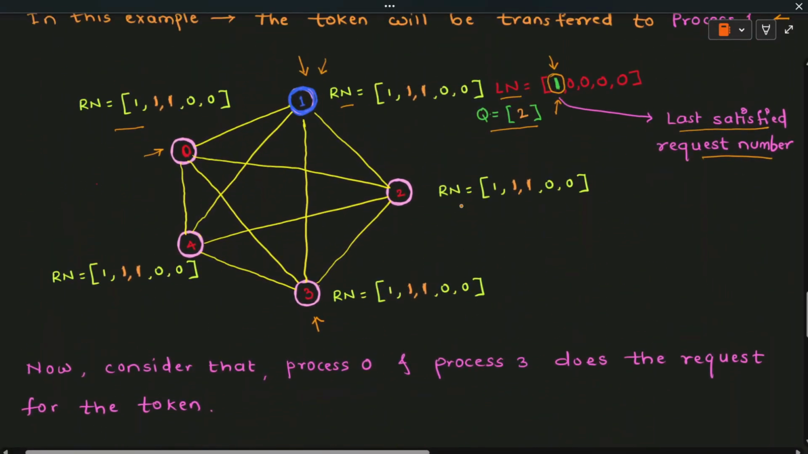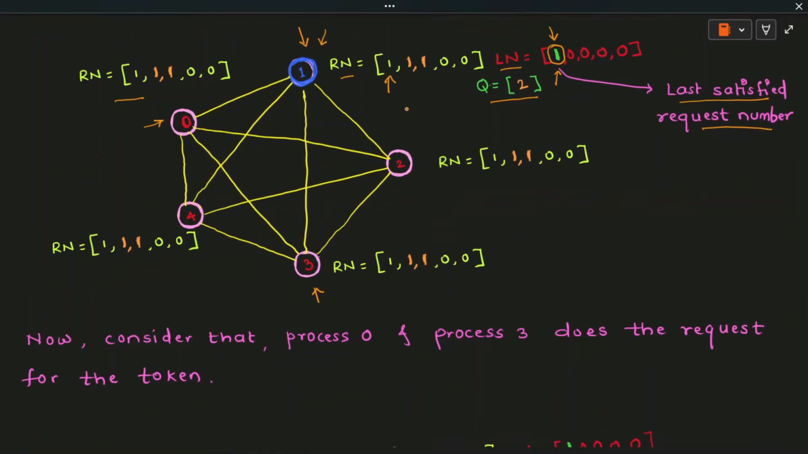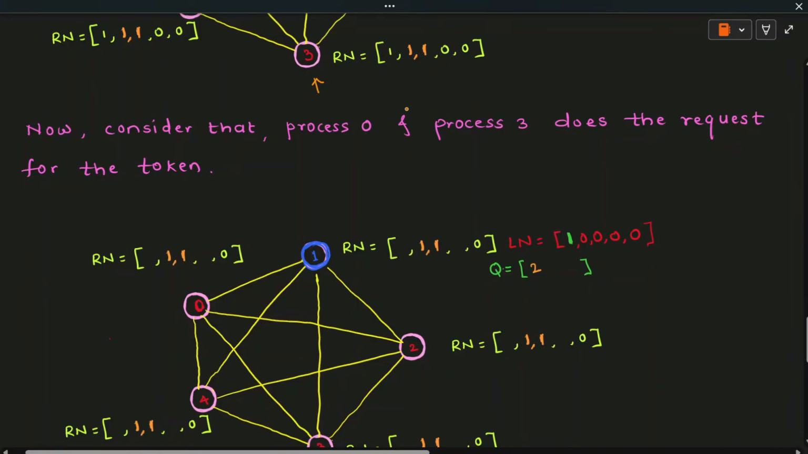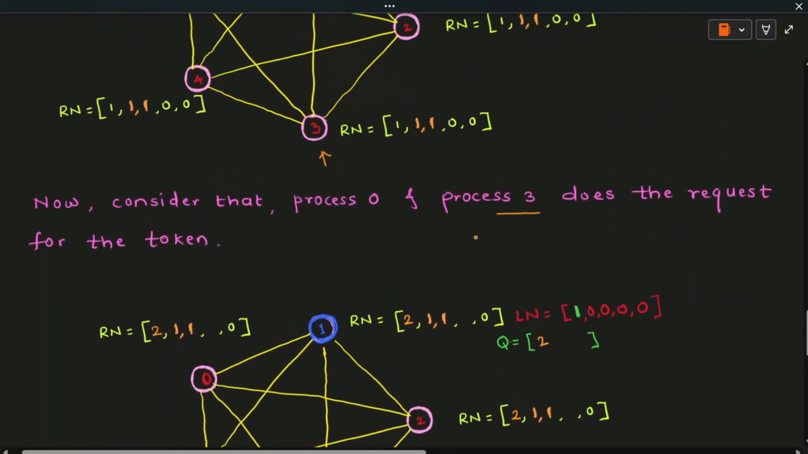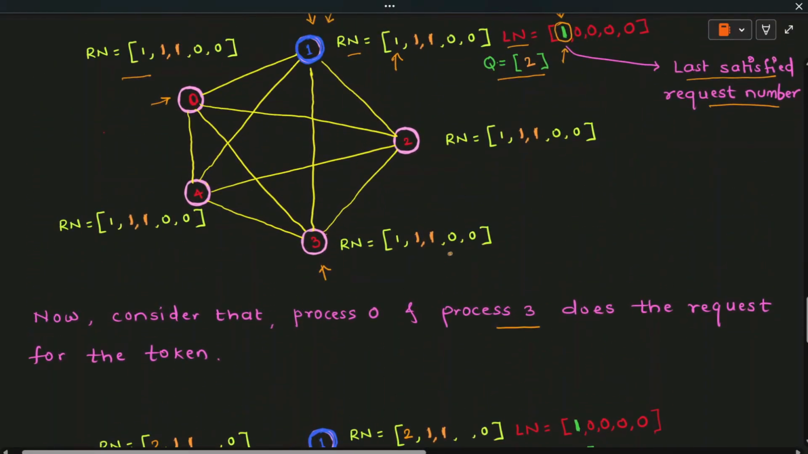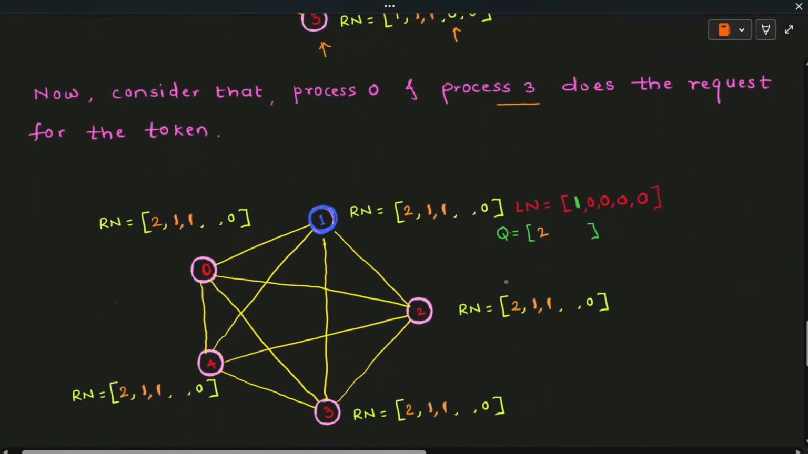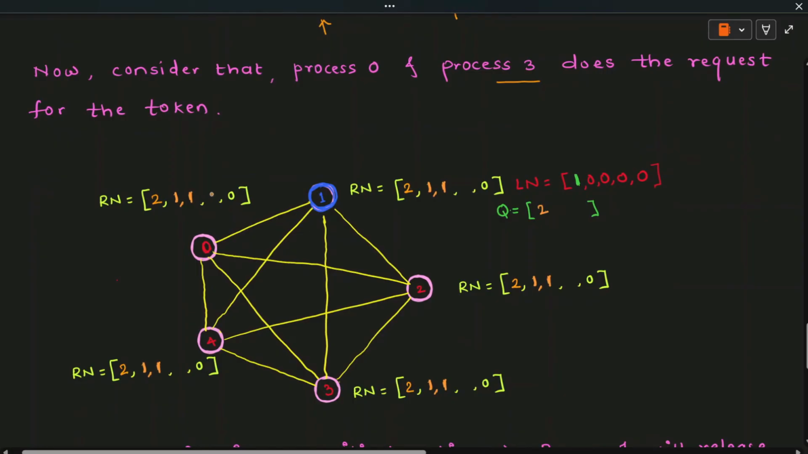Earlier the value of Rn for process 0 was 1. When the new request is sent by process 0, obviously the Rn value will be incremented, as we stated earlier. So the value is going to be 2. Process 3 is also sending a request because it is also interested in executing the critical section. The earlier value for process 3 was 0 in the request number array. It will be incremented by 1. So Rn of 3 is going to be 1.